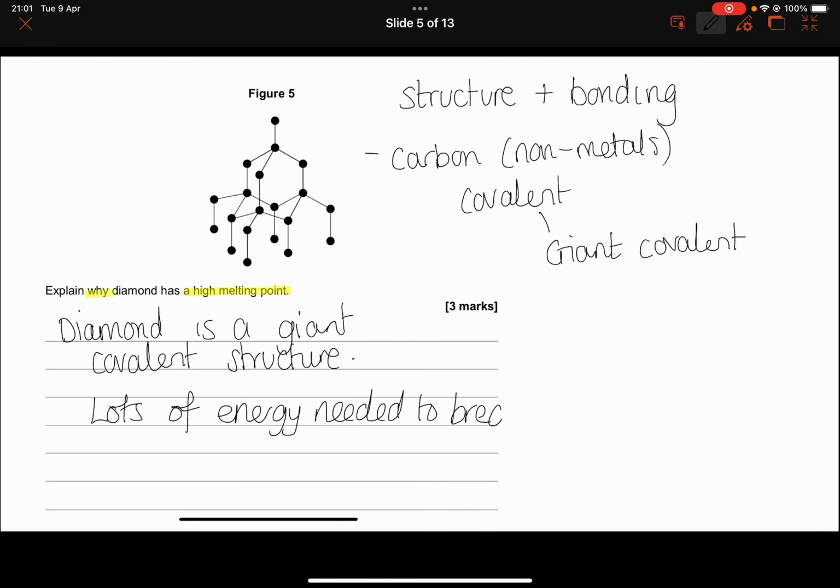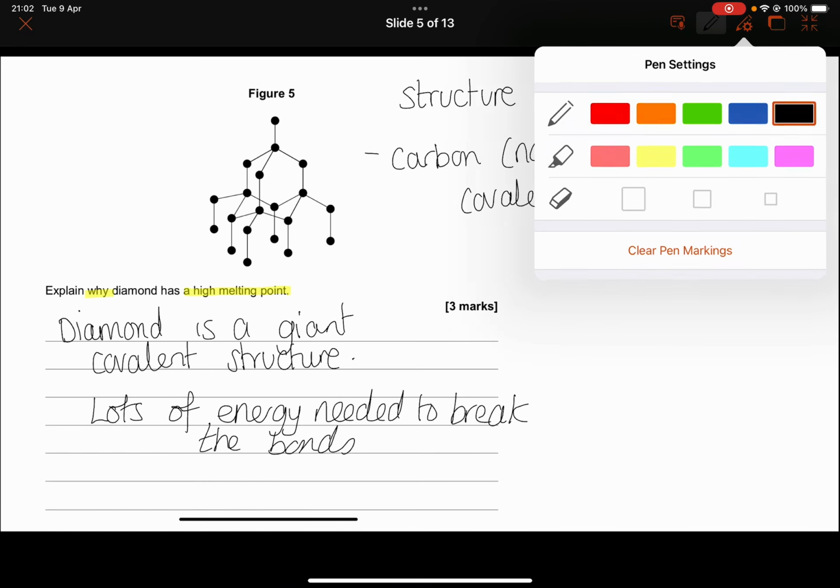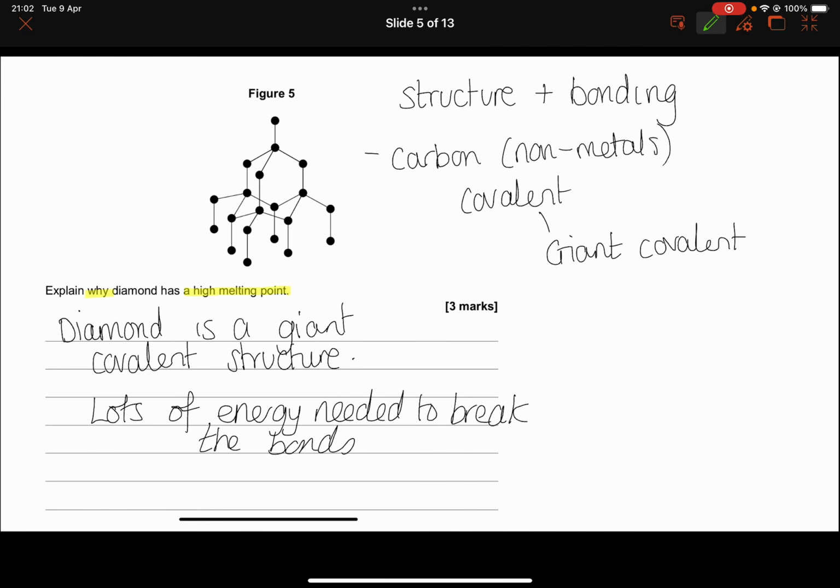Now, this is the same, so if you are asked about any other giant covalent structure, why that has a high melting point, the answer would be exactly the same. Well, what are the other giant covalent structures? Graphite, you should be familiar with. So again, graphite has a high melting point because it is a giant covalent structure which contains lots of strong covalent bonds that require a lot of energy to break.